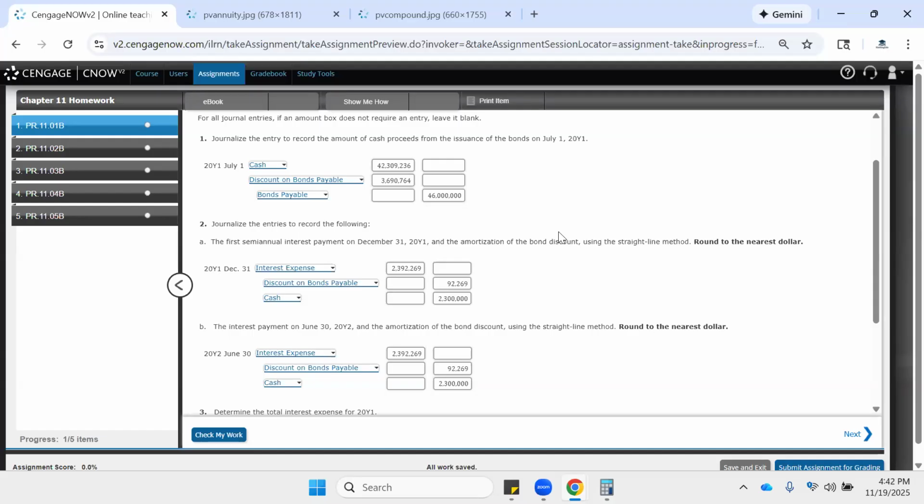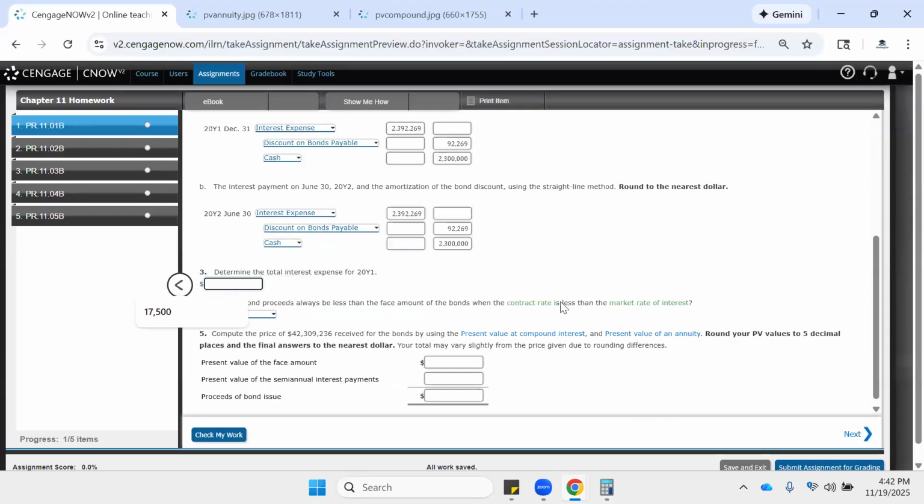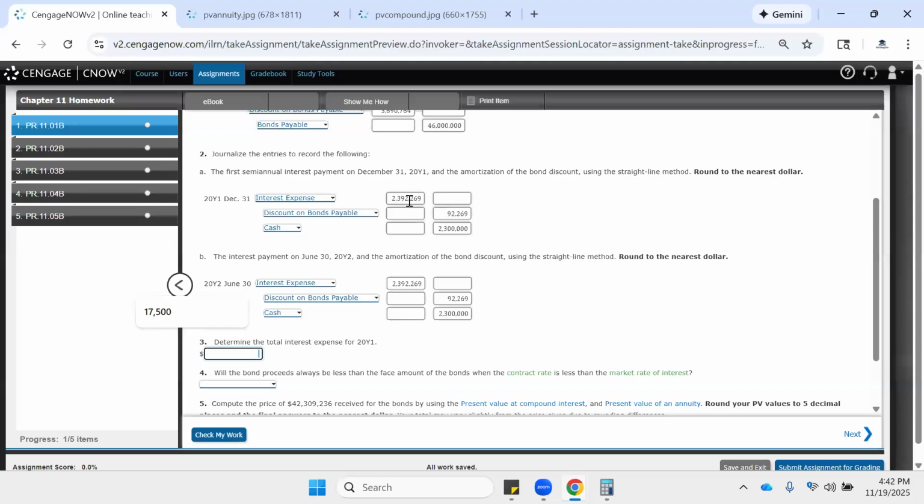If it's issued at a discount, the interest would gradually increase. If it's issued at a premium, the interest would slowly decrease over time as the carrying value of the bond decreases over the life of the bond. Determine the total interest expense for the first year. That would just be the first 6 months of interest that was paid.